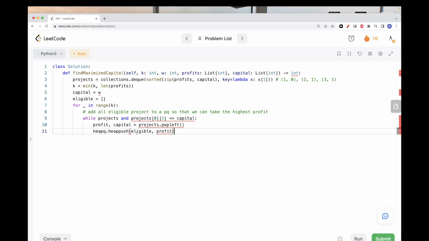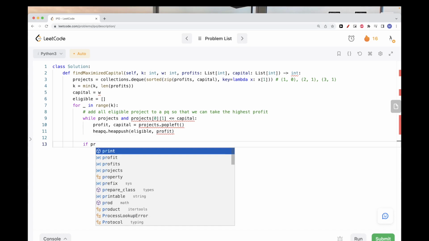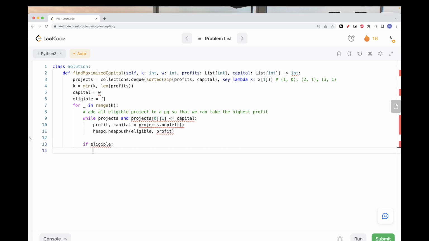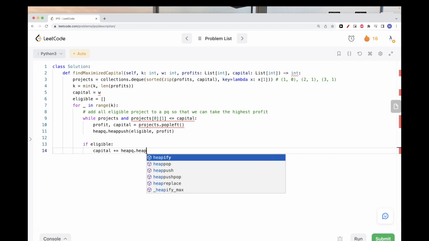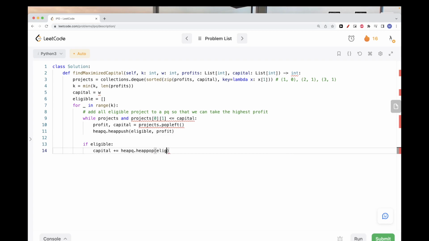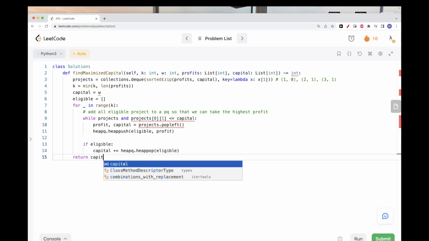Okay, so now once we push that, what we need to do next is, if there are eligible projects, we want to take the highest one as this project. We want to do it only K times, and each time we take one project. When we do a project, we add the profit, and the profit is just from the heap queue. We want to pop the highest profit value among the eligible ones. And then at the end, we want to return the final capital. Okay.